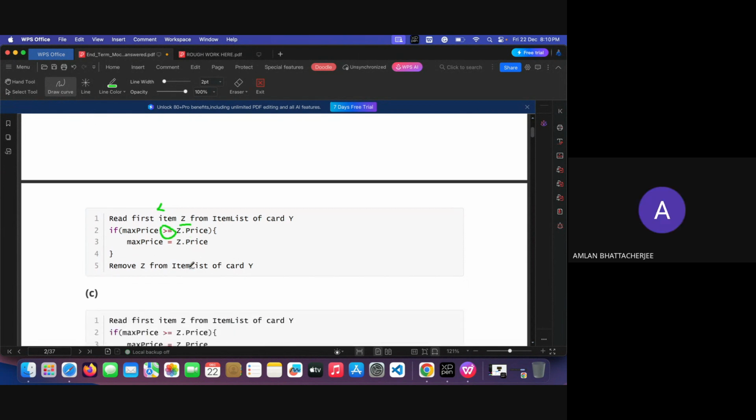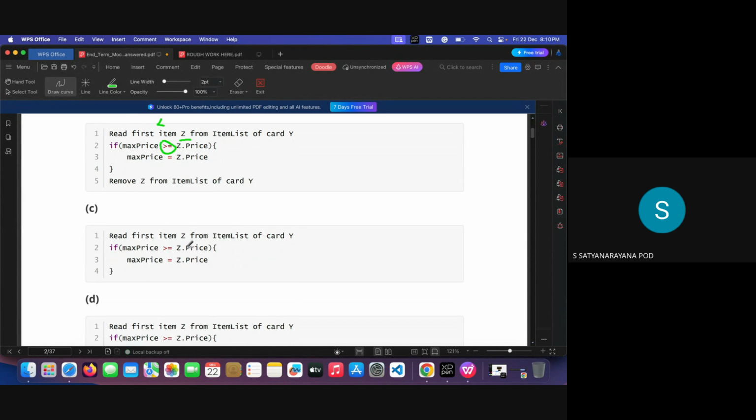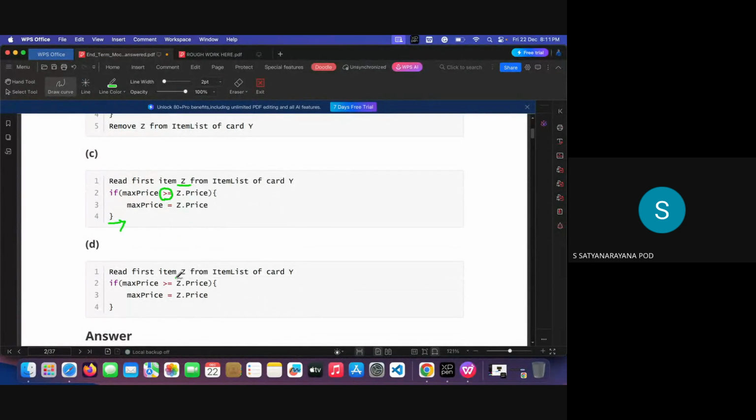Yes, sir. Then we go to option C. This part is perfect, but this condition is again wrong. And one more thing is missing: removing the item is also missing. So C is also wrong.